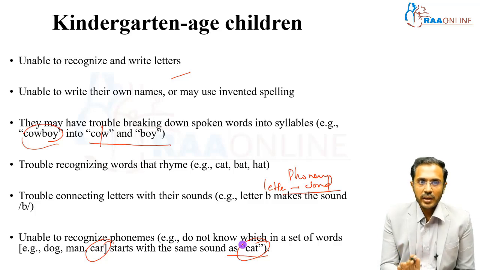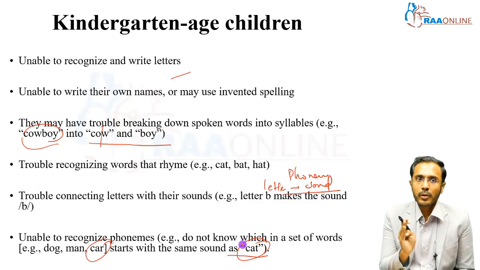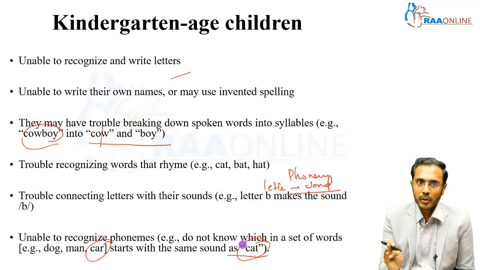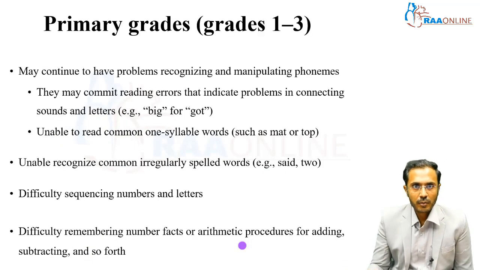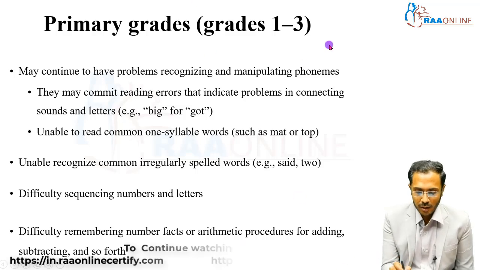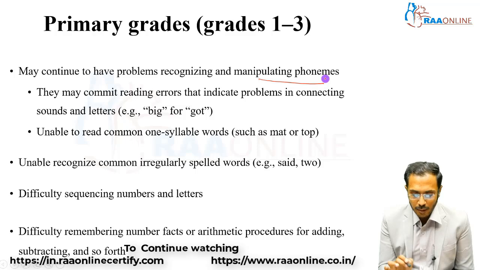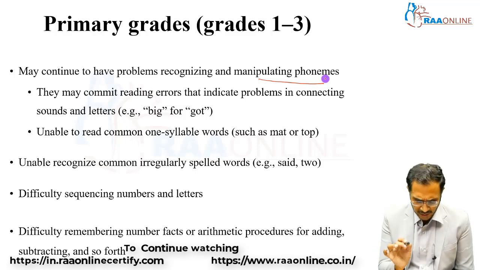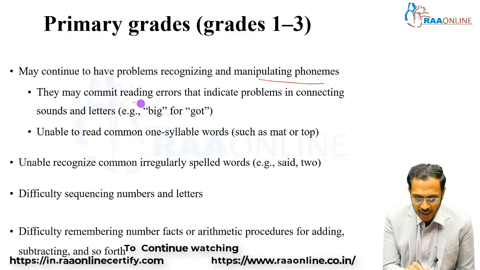So basically here in the kindergarten age group, they will not be able to recognize words, which we saw in the preschool age group. Along with that, they will have problems in phonemic awareness. Primary grades: here they continue to have problems in manipulating phonemes, which we saw in the kindergarten age group. Here they have problems in reading, and they commit lots of reading errors.